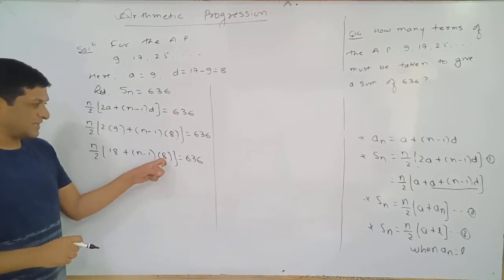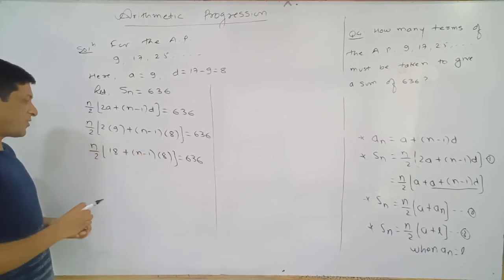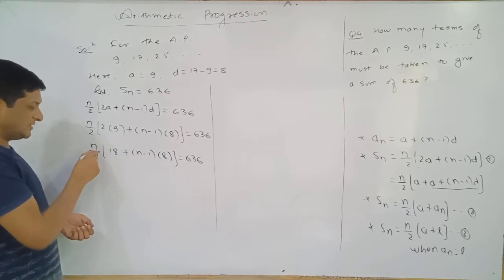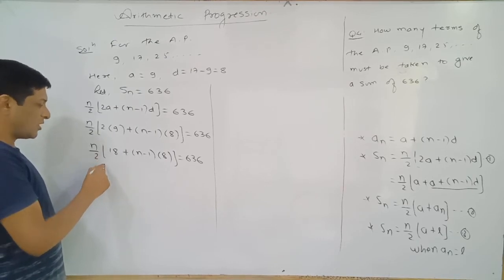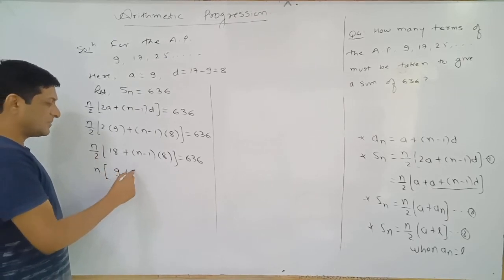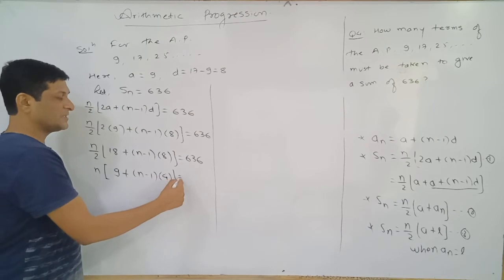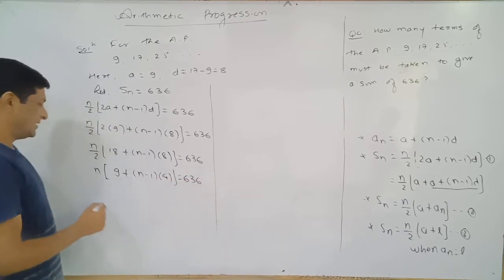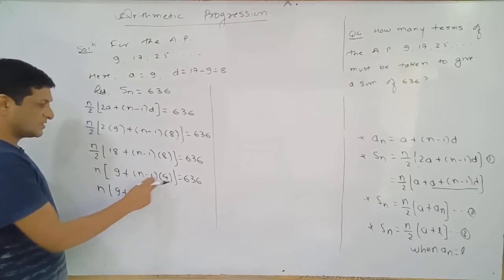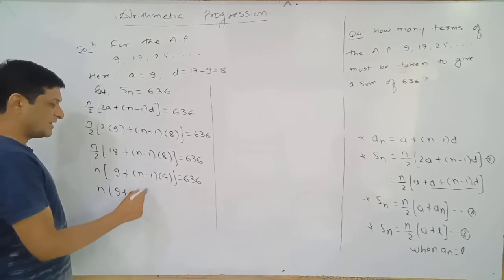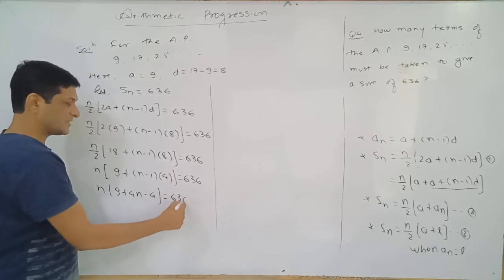We can observe that 8 and 18 both are multiples of 2 here. So we are taking 2 common from both the terms, and after taking 2 common, that 2 will get cancelled with these 2. Since we have taken 2 common from 18, here we'll get 9 plus n minus 1. If we take 2 common from 8, here we'll get 4, equal to 636. So n into, let us solve this bracket. 9 keep it as it is. 4 into n will be equal to 4n, and 4 into minus 1 will be equal to minus 4, equal to 636. Keep it as it is.